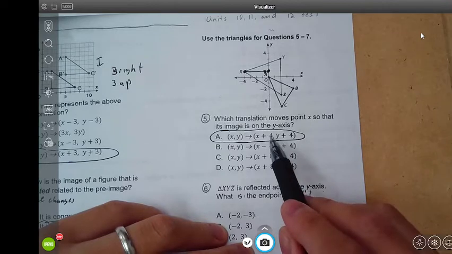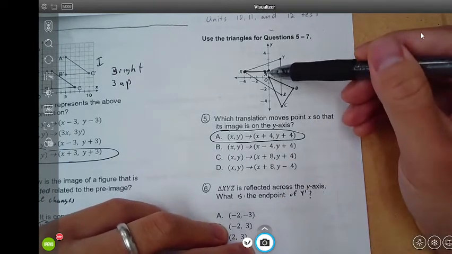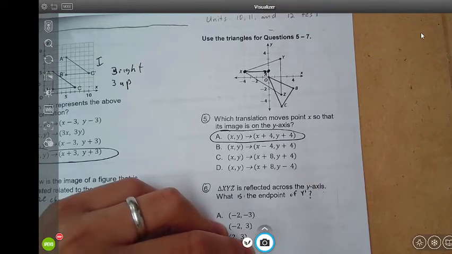Right, x plus 4 moves it 4 to the right, and then if it moves up 4, it's still going to be on the y-axis, right, for y plus 4.